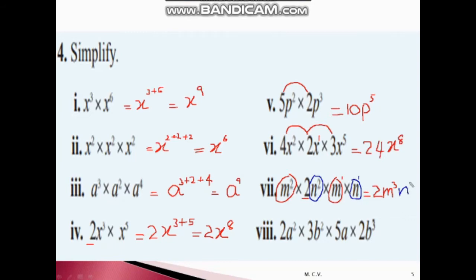In the next one, multiply the numbers: 2 into 3, 6. 6 into 5, 30. 30 multiplied by 2, 60. Powers with a to the power 2 and a to the power 1. 2 plus 1, 3, a to the power 3. Powers with base b: b to the power 2, b to the power 3, 2 plus 3, 5, b to the power 5. Then the answer is 60 a to the power 3, b to the power 5.